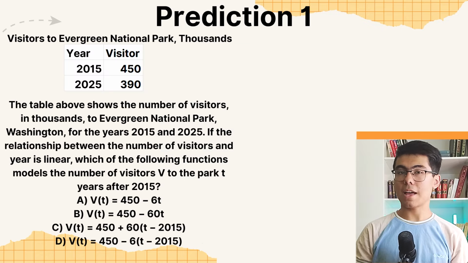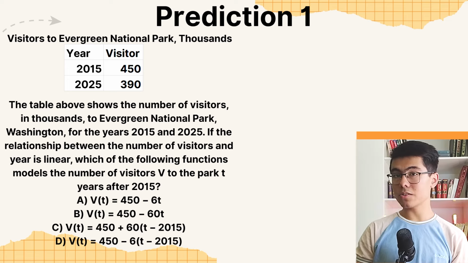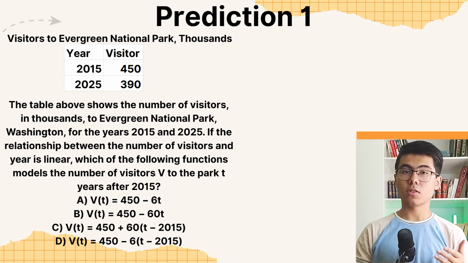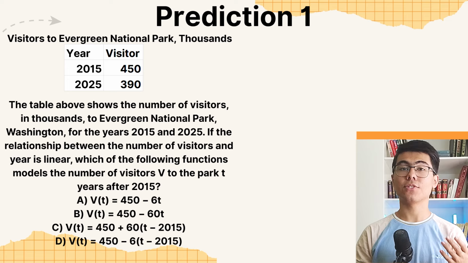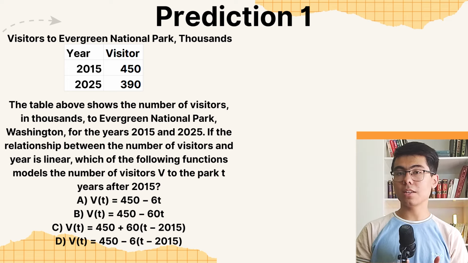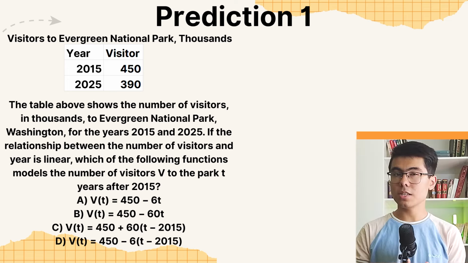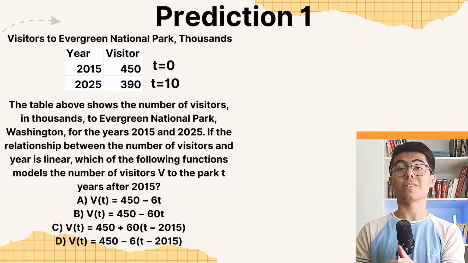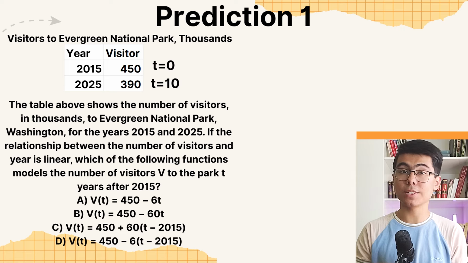The table shows Evergreen National Park visitors for 2015 and 2025, but the way the years are listed is not directly what you plug into the equations. So the question asks for V of t, the number of visitors t years after 2015. So t equals 0 corresponds to 2015, and t equals 10 corresponds to 2025.